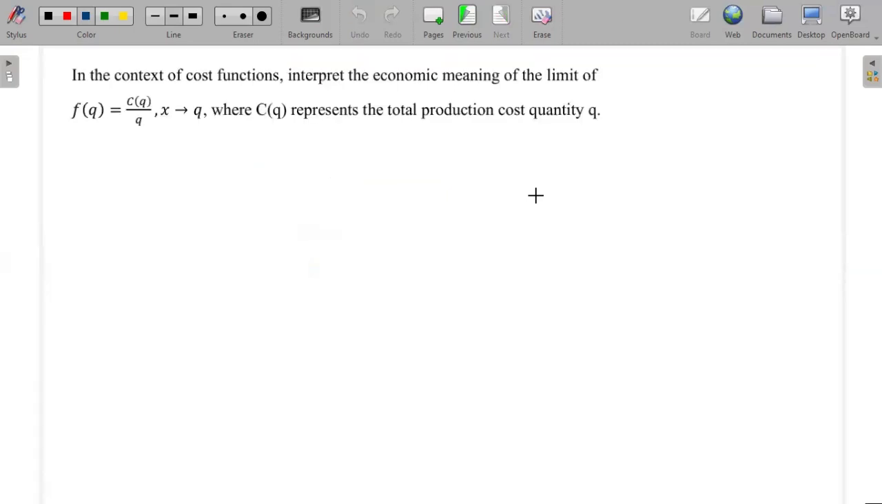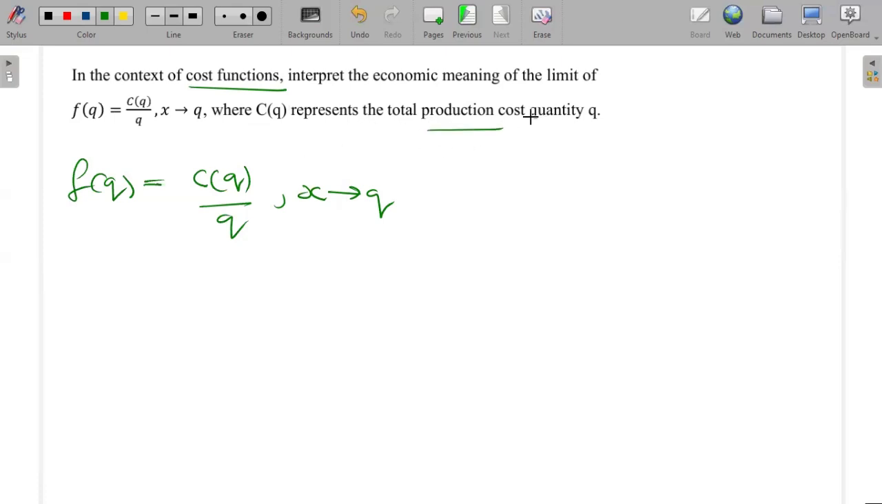Okay, this is going to be the last question we're going to look at. In the context of cost functions, they're telling us to interpret the economic meaning of the limit of this function. The function evaluated at q, that is C of q, then divided by q. So they're telling us to find the limit as we approach q. What does this mean? We should get the interpretation. And then they're telling us where C of q represents the total production cost of quantity q. So this is a cost function.